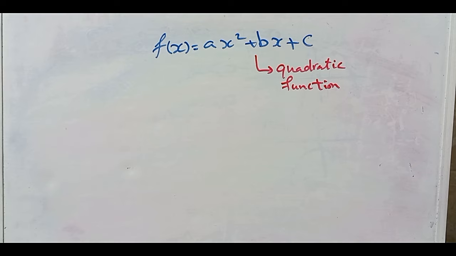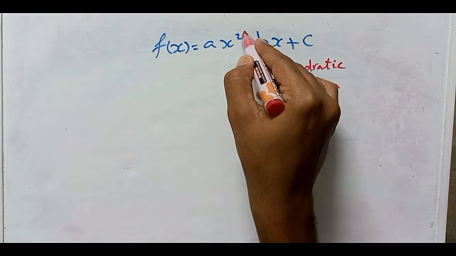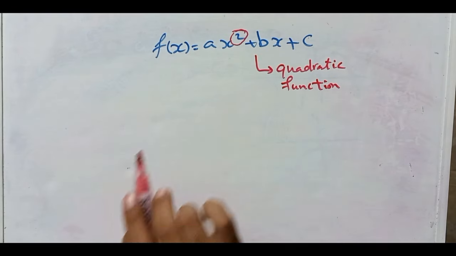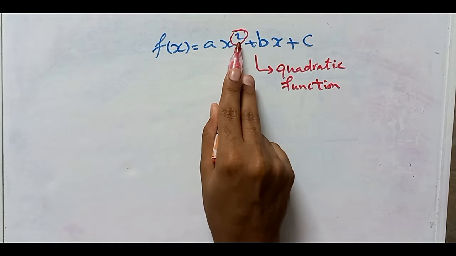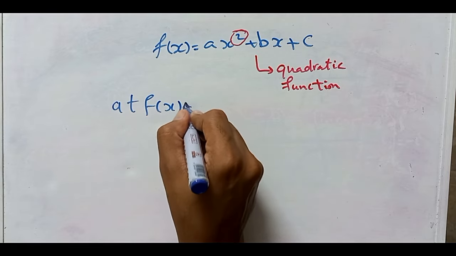وبيبقى عندنا الكوادراتيك means ان عندنا ايه؟ الديجري equals 2. Quadratic function means that the function has x power 2. The function is a polynomial where the greatest power is 2 at f of x equal 0.